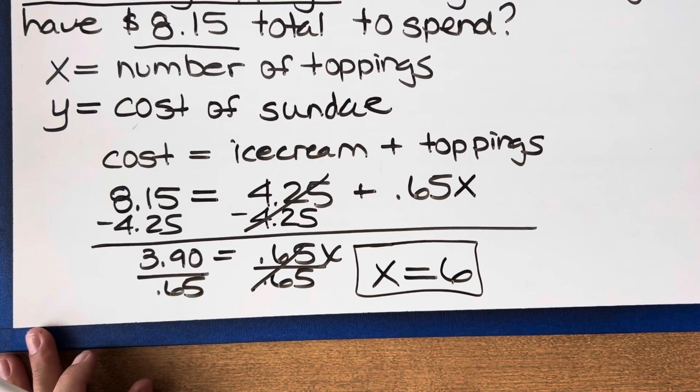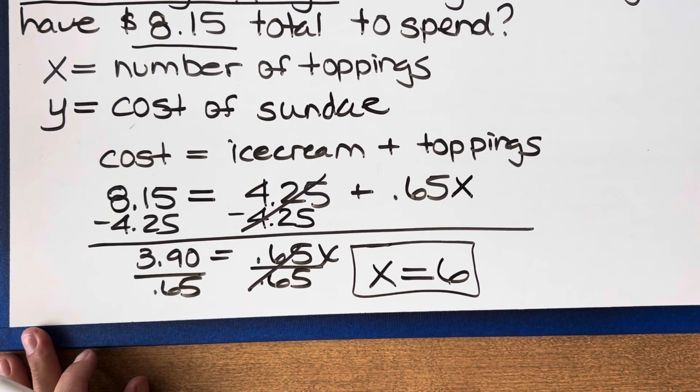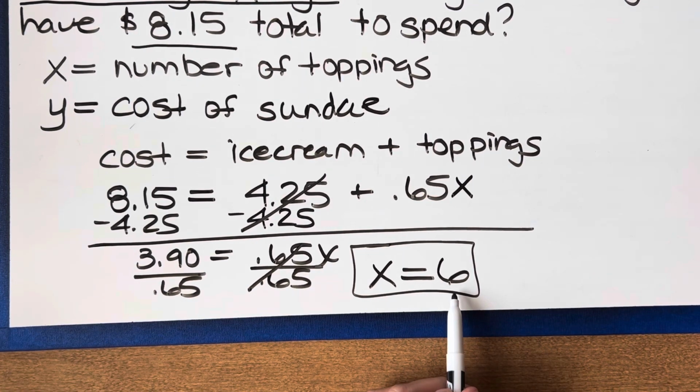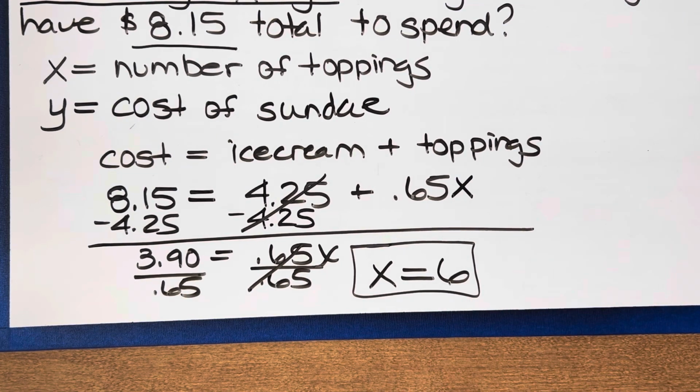So what we've discovered is that for this problem, if I purchase 6 toppings, I have spent all $8.15 of my money. And that is one example of how you can write an equation from a linear word problem.